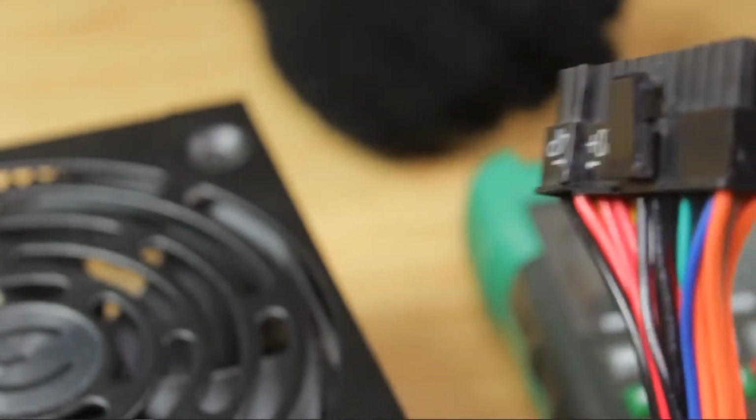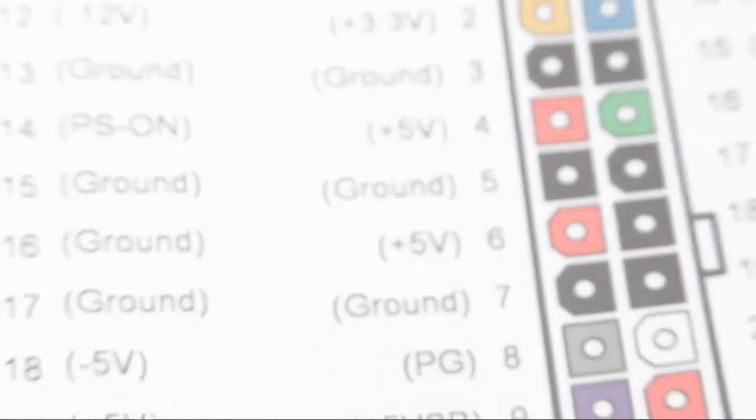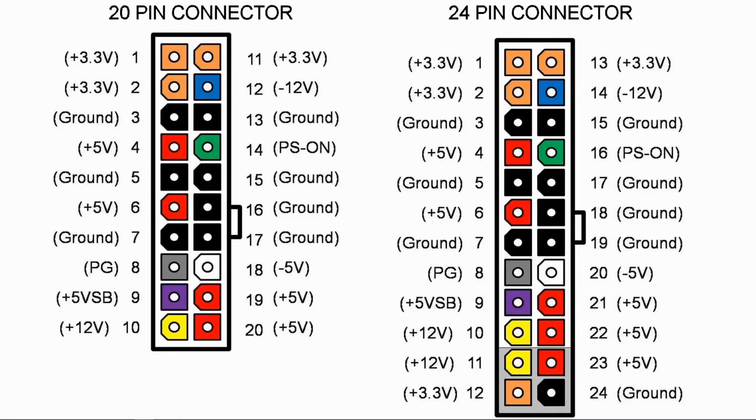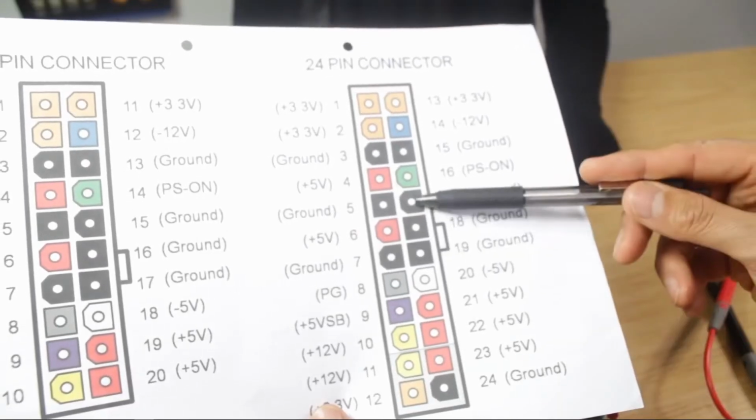So we're going to use this chart here. I'm going to put a link below in the description. It shows us 2 different power supplies. The left one is for a 20 pin connector, and the right one is for a 24 pin connector, and each color coded connector has a different voltage. So there's positive and negative, and the black ones are ground.